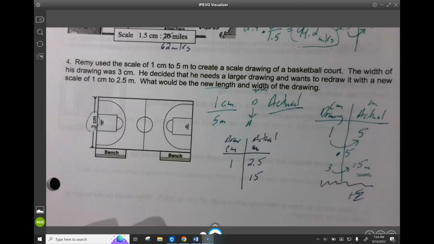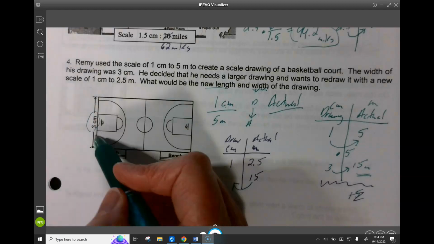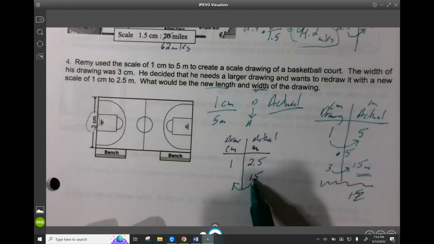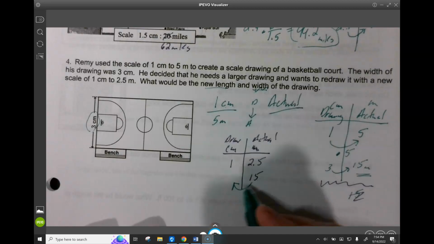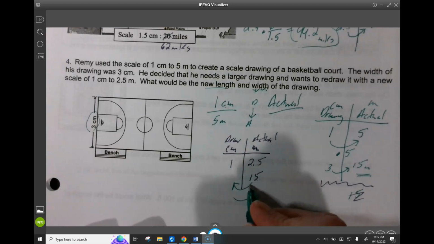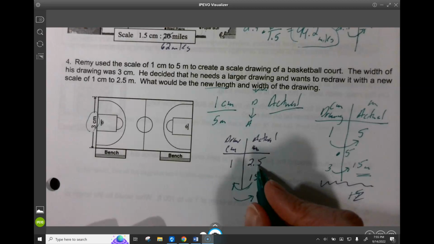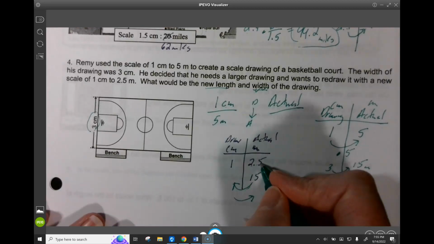Okay, and now I want to go this direction. So how long is my drawing going to be? How long is that length going to be? So I'm going to go back. Before, when I go this direction, it's going to get larger, and I would multiply by the 2.5. But if I'm going to get smaller, I don't multiply by it. I would multiply by its reciprocal.